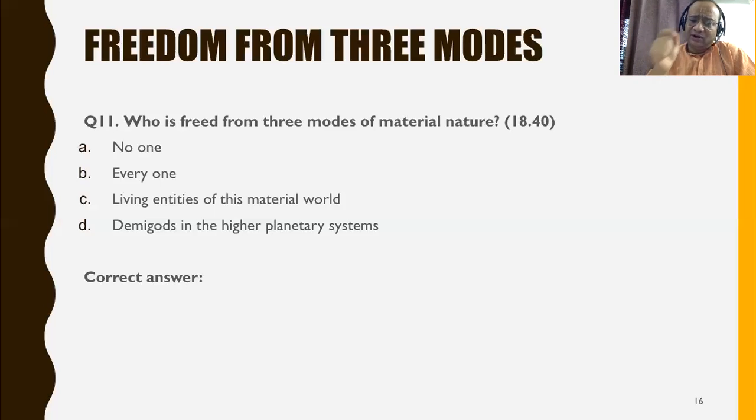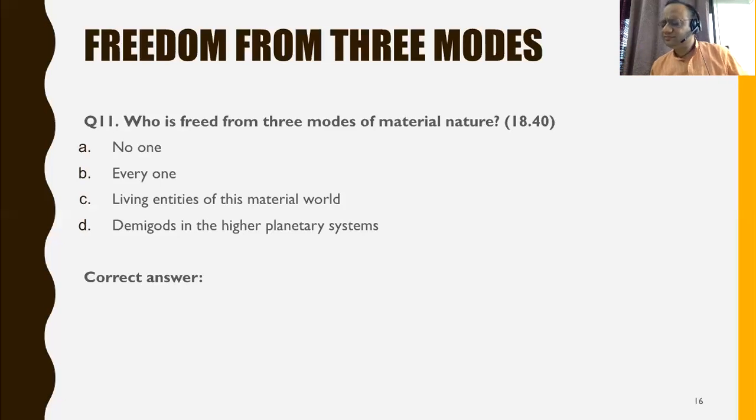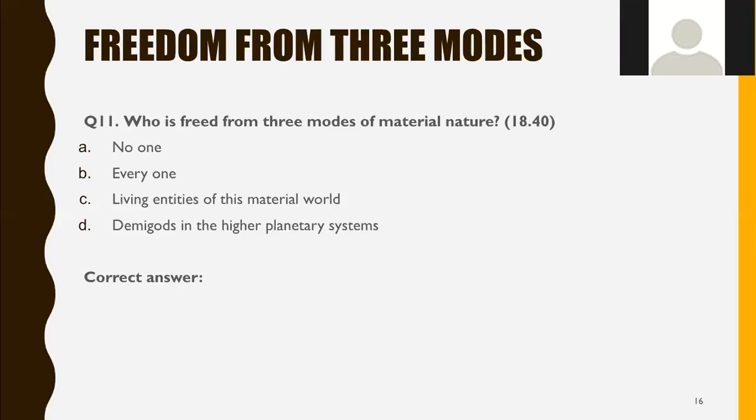And when you say demigods also are affected, now you might have read these stories of Indra. Indra sometimes sends apsaras to break the tapasya of Vishwamitra. Why? Because he fears that his throne will be disturbed, and he's acting in the mode of passion. Even Lord Brahma is subjected to these three modes of material nature. So no one except the Lord or pure devotees of the Lord are free from modes of material nature.